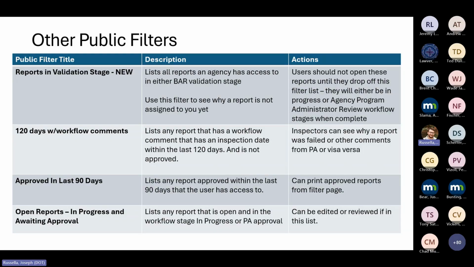Approved in the last 90 days. It's just that. These are all the reports that were approved within the last 90 days, and you'll see just the agency that you have access to within SIMS. You could turn this on and print from the filter page. You could print the PDFs just from the filter page instead of going to each individual bridge and finding the most recent report.